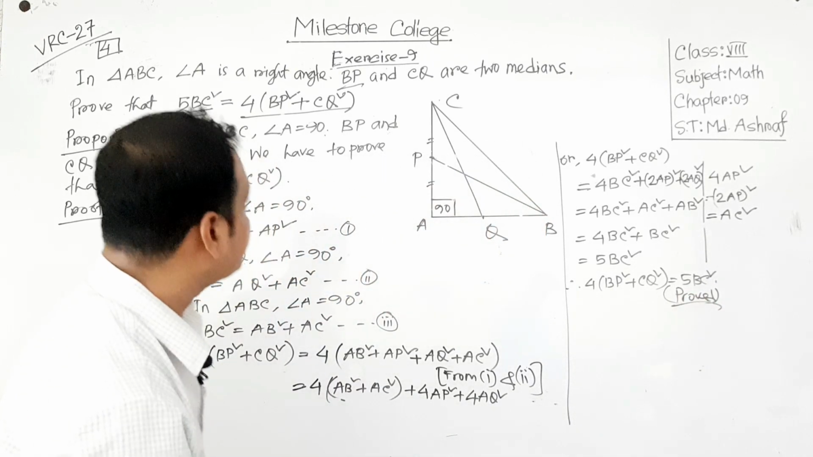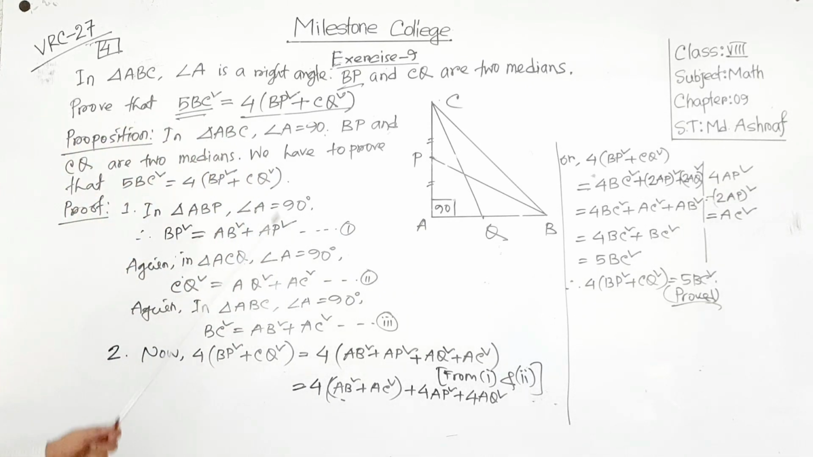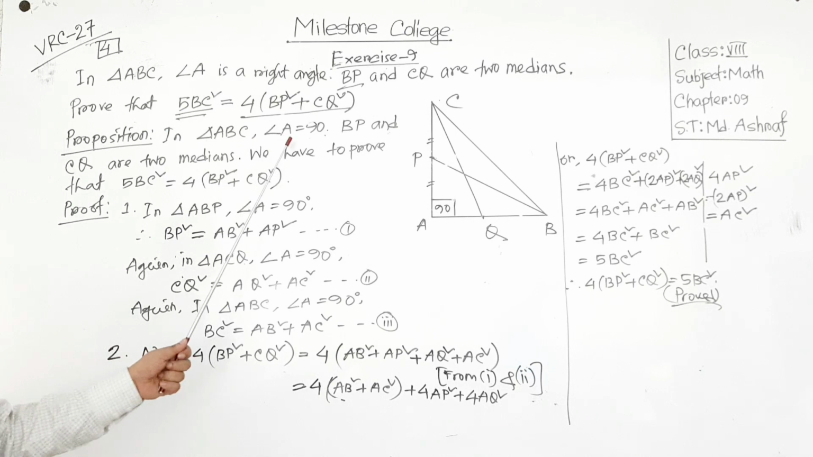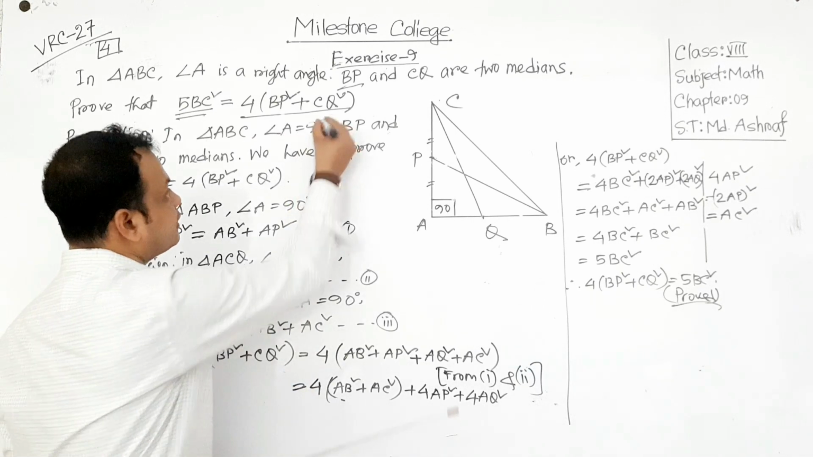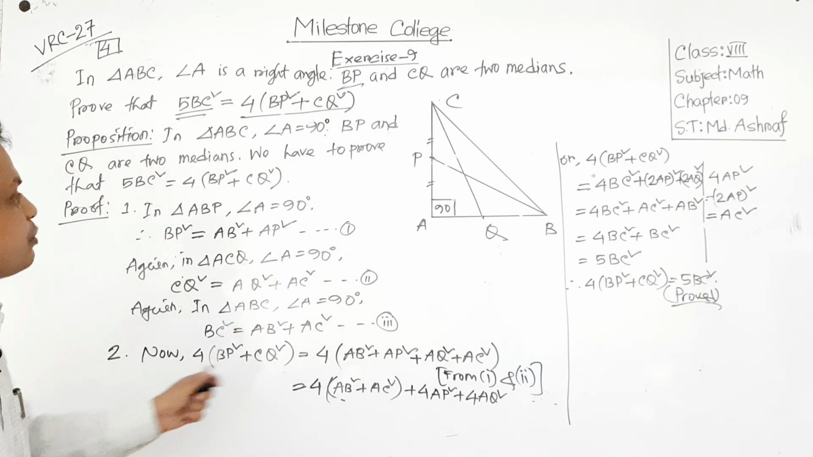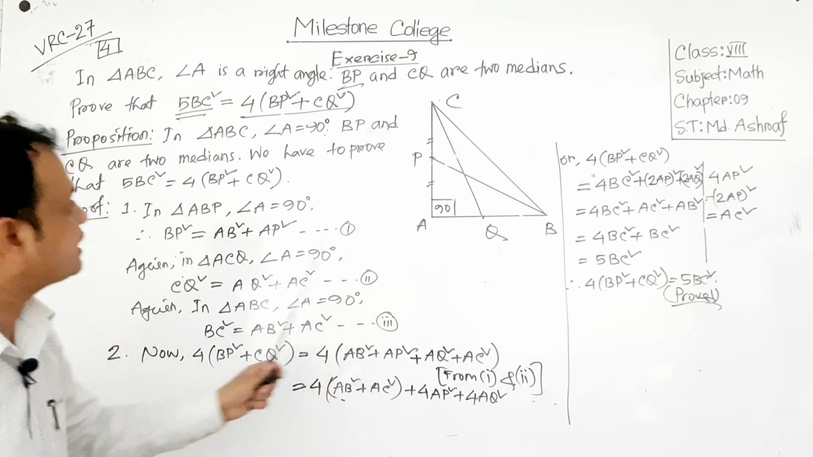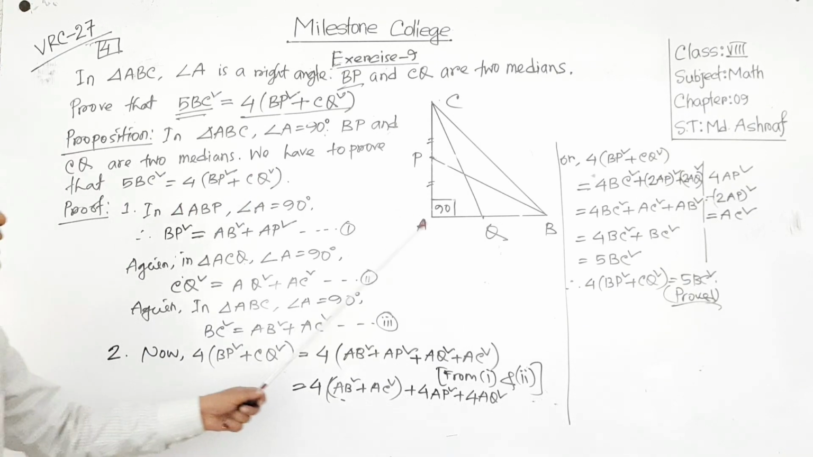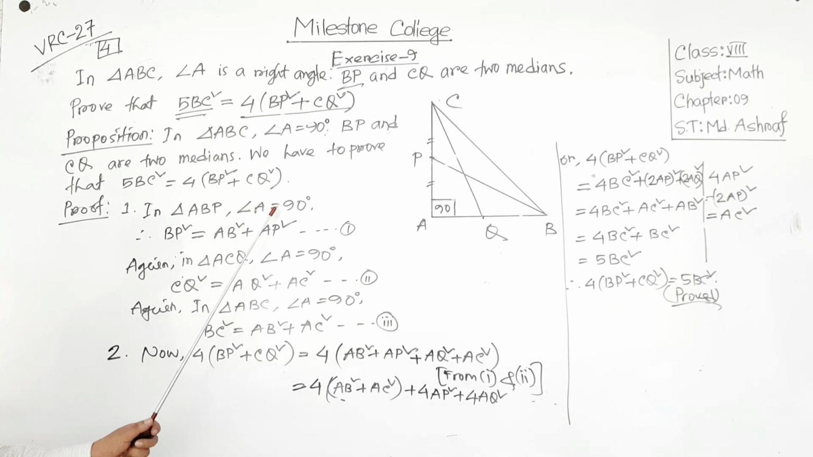So I want to finish this one. I want to review this one again. At first, from the figure we have written the proposition: in triangle ABC, angle A equals 90 degree. Then BP and CQ are two medians. We want to prove that 5 BC square equals 4 BP square plus CQ square. Then at first we consider triangle ABP. ABP is a right angle triangle and angle A equals 90 degree. So from here we have got BP square equals AB square plus AP square. This is equation 1.